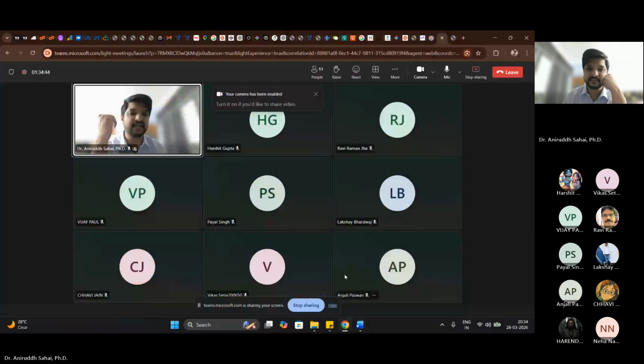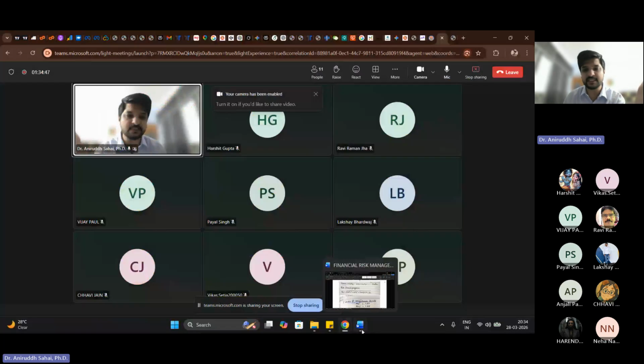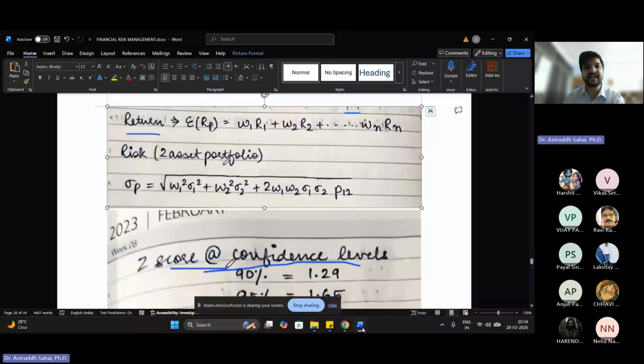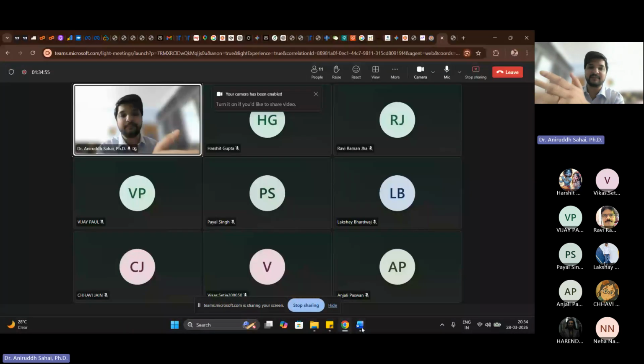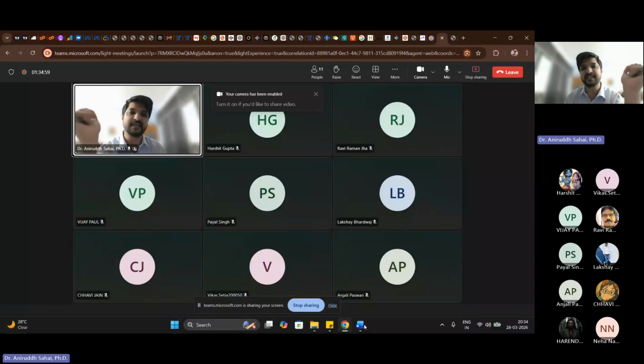Does everyone know what the Pearson correlation coefficient is? It is a value ranging between -1 and +1. अगर +1 है मतलब कि perfect positive correlation है. अगर -1 है तो perfect inverse correlation है दोनों assets के बीच में. और अगर 0 है मतलब कि कोई correlation नहीं है दोनों के बीच में.